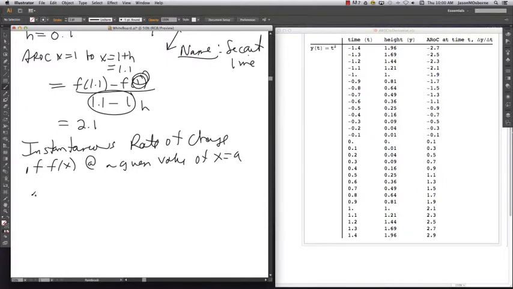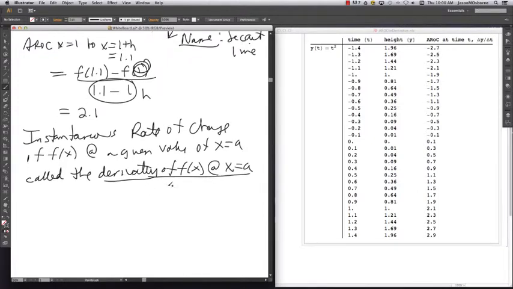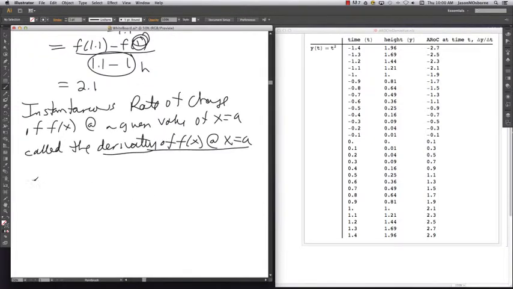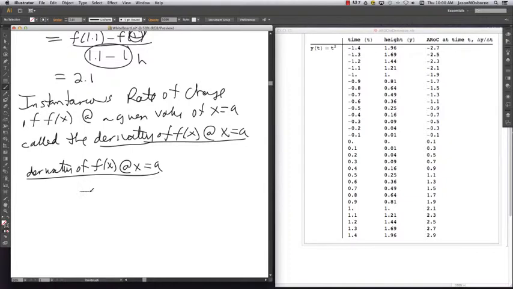It is called the derivative of the function f of x at x is equal to a. So the instantaneous rate of change and the derivative, these are the same thing. But what is this derivative? The derivative of the function f of x at x equal to a. This long thing has a formula.